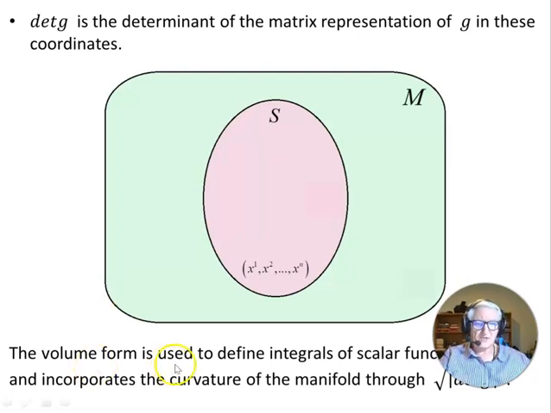So the volume form is used to define integrals of scalar functions on M, and it incorporates the curvature of the manifold through the square root of the absolute value of the determinant of g. I'll come to this bit about scalar functions shortly. Integrals of scalar functions is what I'm going to get at.